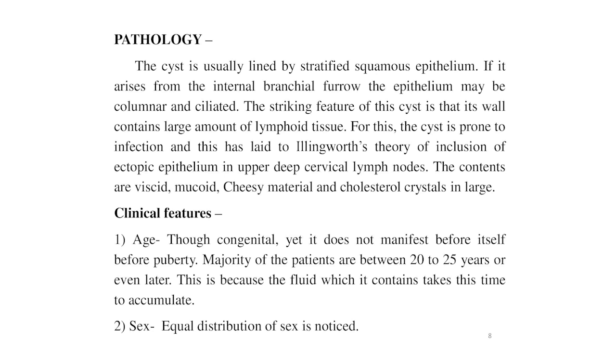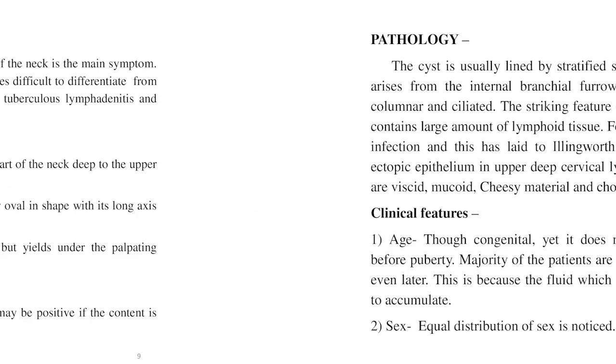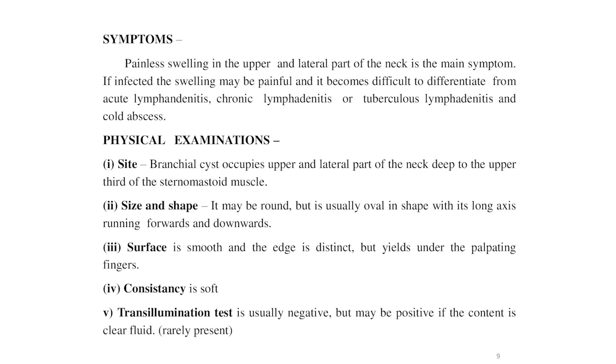Now the clinical features of the branchial cyst are: first, age. Though it is congenital, it does not manifest itself before puberty. The majority of the patients are between 20 to 25 years of age and even later. This is because the fluid it contains takes this time to accumulate. And sex: equal distribution of sex is noticed in such a condition. Now the symptoms: painless swelling in the upper and lateral part of the neck is the main symptom. If infected, the swelling may be painful and it becomes difficult to differentiate from acute lymphadenitis, chronic lymphadenitis or tuberculous lymphadenitis and cold abscess.